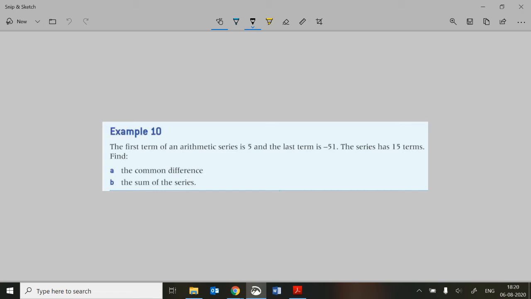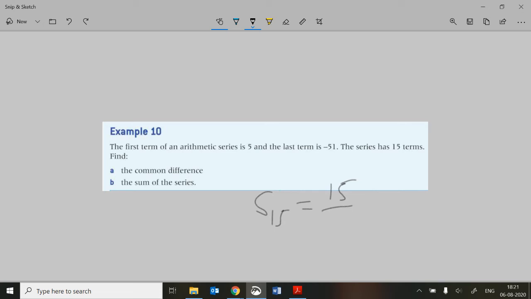Okay, the last term is 51. The series has 15 terms. Wow, that's going to be a really easy one, because S of 15, the sum of those 15 terms, is going to be 15 over 2. Remember the formula? The easier version of the formula was the first term plus the last term. First term is 5, last term minus 51. Just put that on there. I mean, you can get rid of the plus if you want to. And you can just type that into your calculator and press equals.